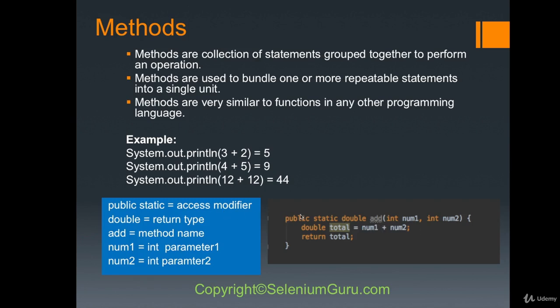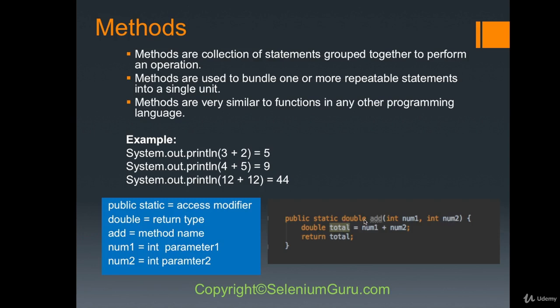Now if you wanted to know what each and every word is, we're going to talk about that in detail in our future classes. But public static is an access modifier, which we're going to learn in future classes. And double is the return type, so this method returns a double value, a double data type. Here I've got double total. I created a double data type variable, total, and I'm adding two numbers, num1 plus num2, and returning that double value.